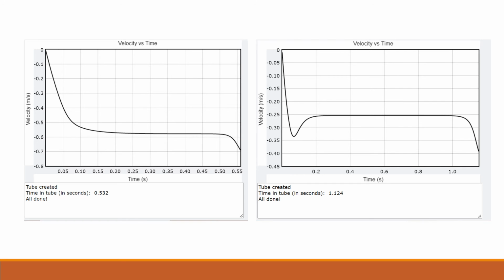The velocity versus time graph on the left was using my calculated mu from lab 3, which was 3.245. And that didn't produce a time result that was close enough to the experimental time result. So I adjusted the mu value and ended up settling on mu equals 4.9, which got me a time result that was close enough of 1.124. And the graphs look different as a result of it.